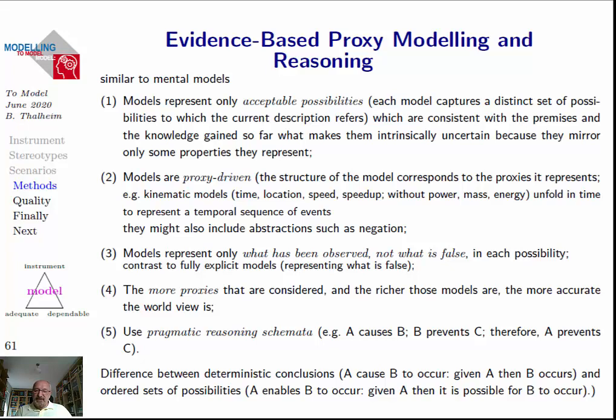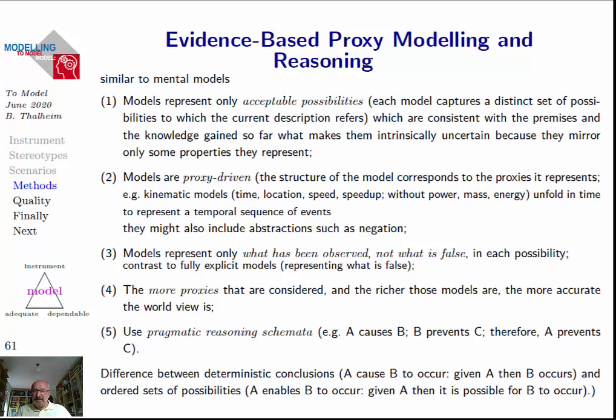The models represent only acceptable possibilities. The models in this case are proxy-driven. The model represents what has been observed, not what is false. And of course, the more proxies that are considered, the richer the models are, the more accurate is the reflection on the world. And you have maybe some pragmatic reasoning schemata.